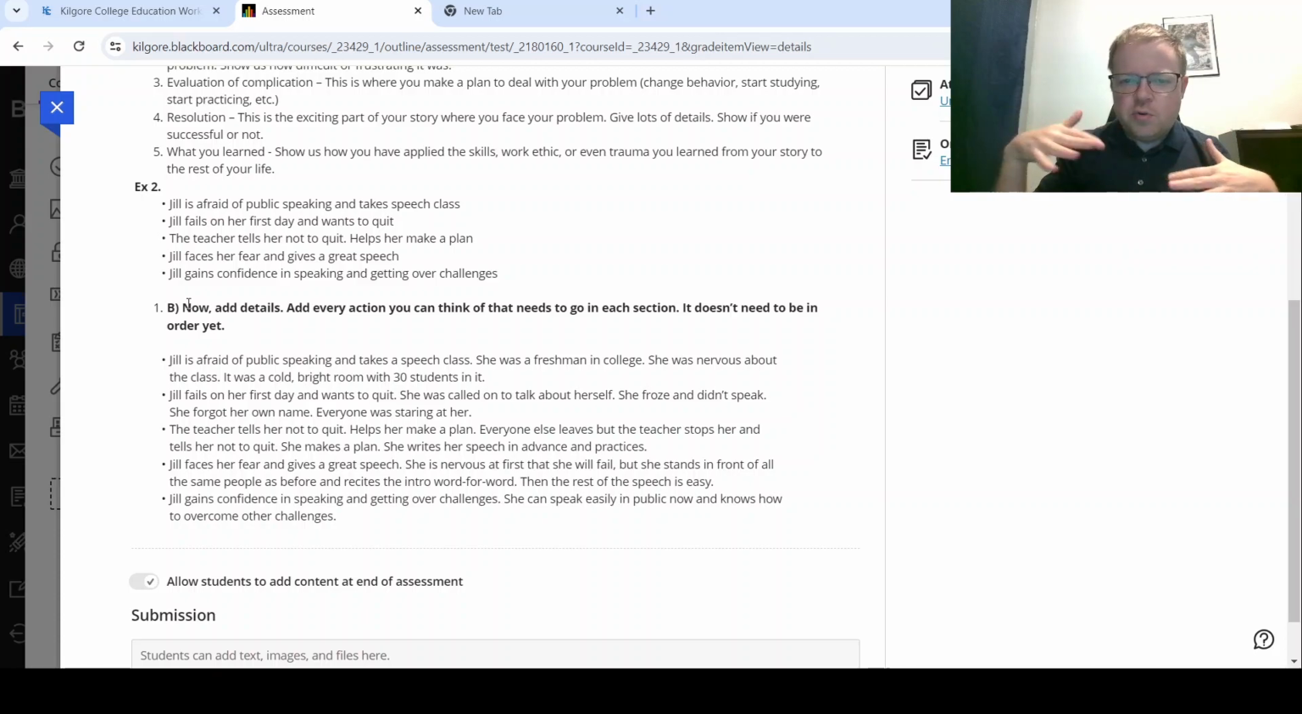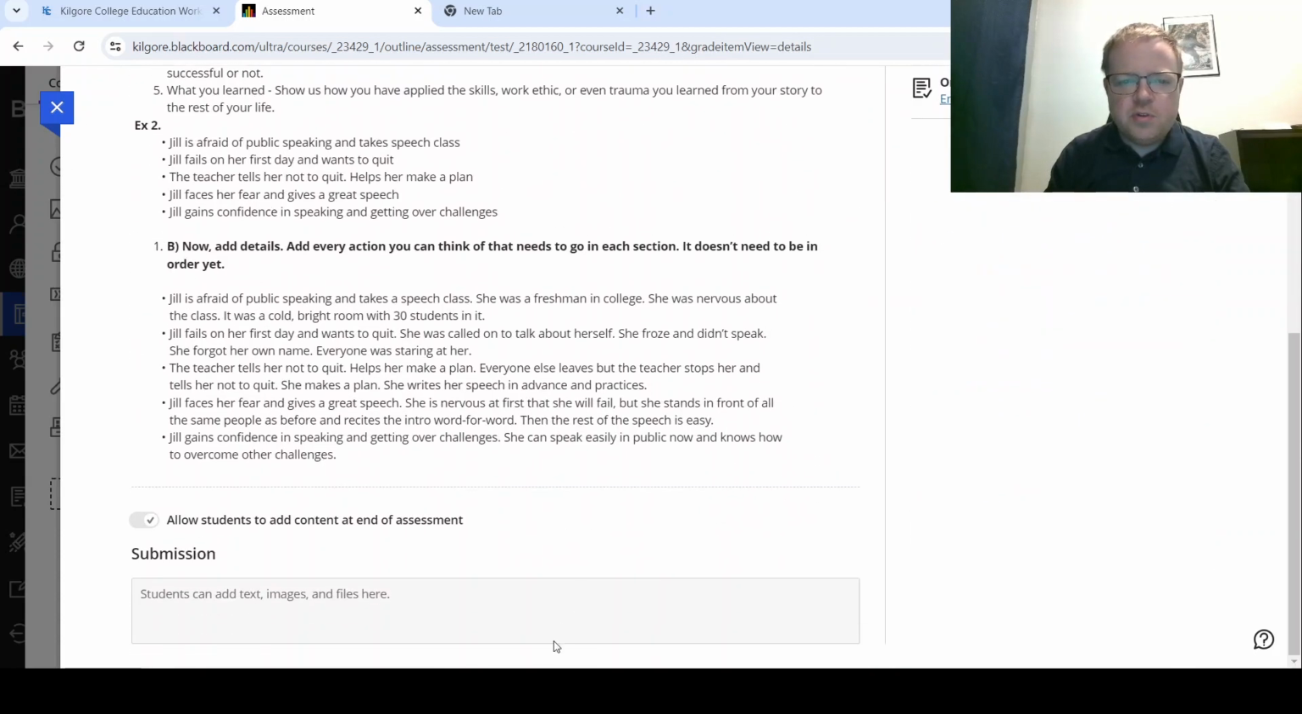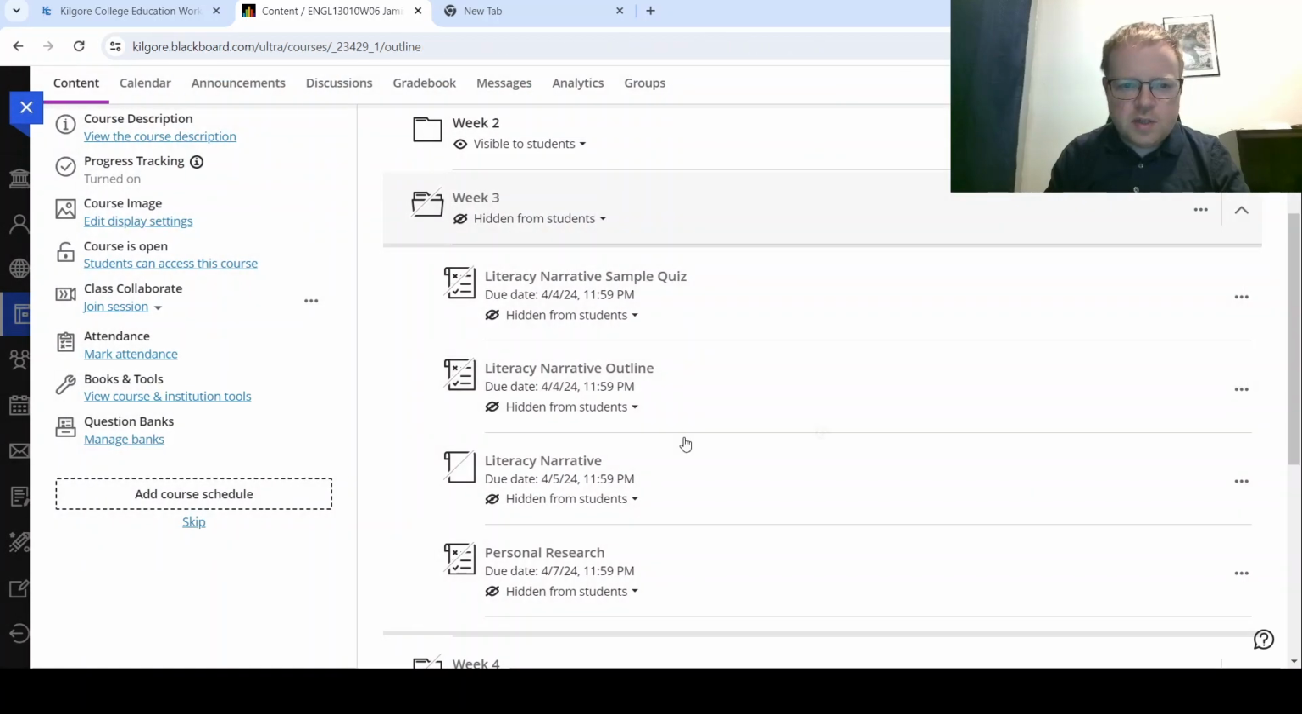Just make sure that it's organized the way that it's going to be, and then when you go back and use this later to write your paper, you'll have all of those details down and you'll be able to use them when you're writing. So yeah, complete this outline before you start actually trying to write the paper, which will be the next step. So the next step is the actual literacy narrative.